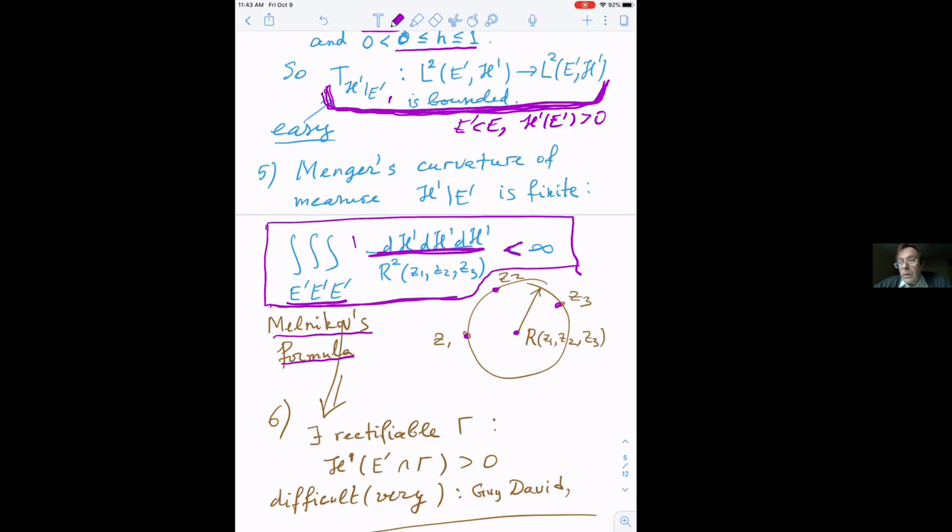So what does it mean that it's finite? Morally, it means that 1 over R squared is not very large, so it's small basically. It also means that R squared is very often large, and R large means that Z1, Z2, Z3 are almost on the line. So there are so many triples of points such that the geometric situation is like that: the triangle is very much a flat triangle.